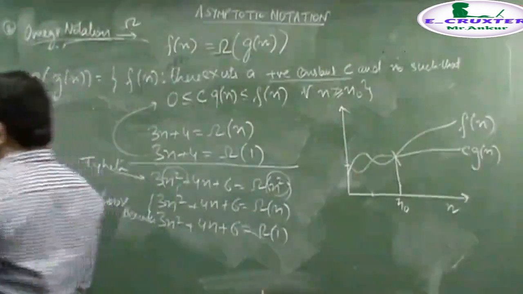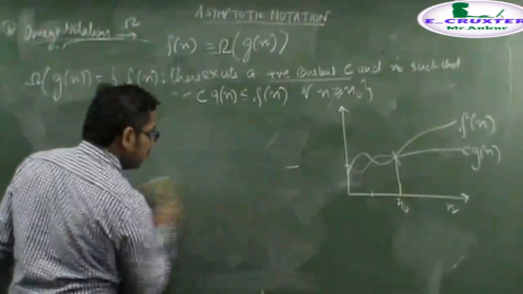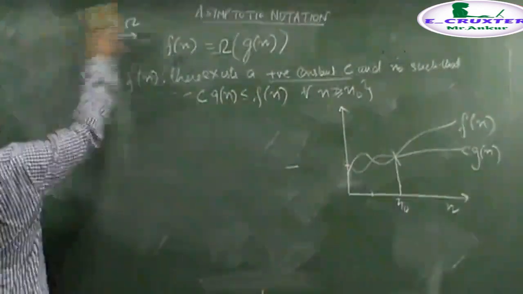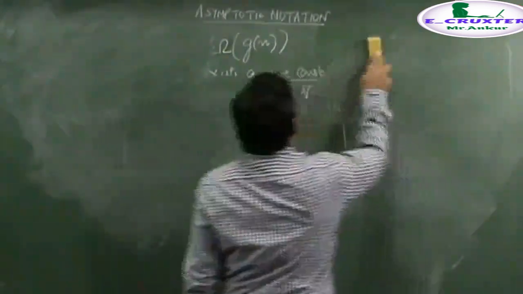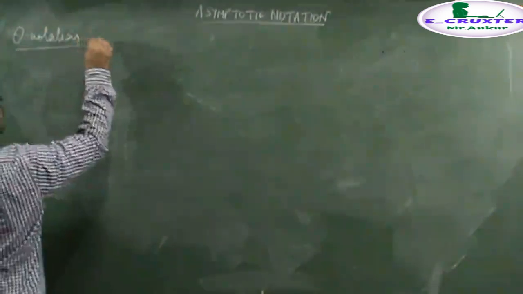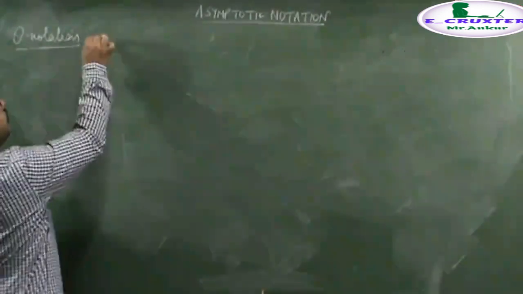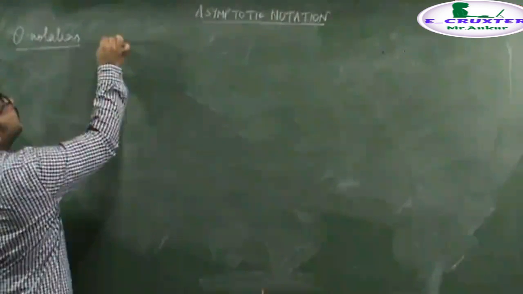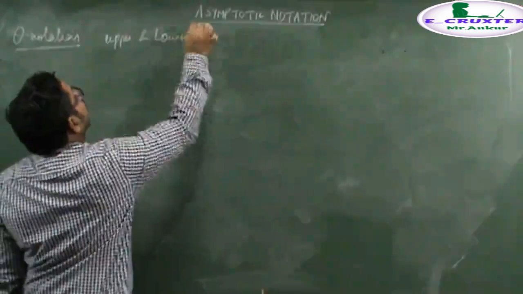Now, if we talk about the third notation, which is known as the theta notation, it is an important notation while working in this subject. Theta notation: we say if a function is bounded from upper and lower both, then it is denoted by theta notation.